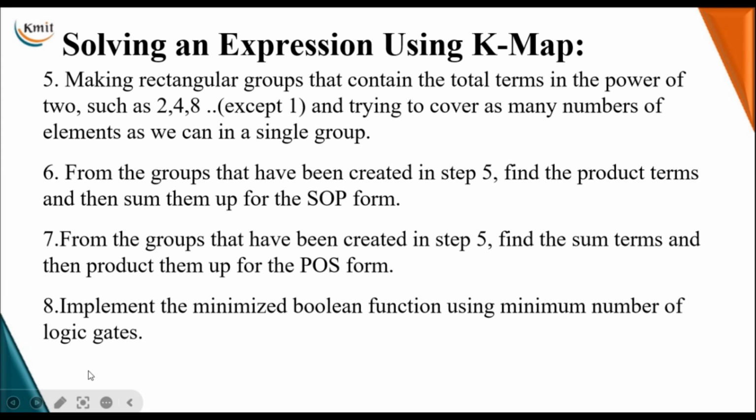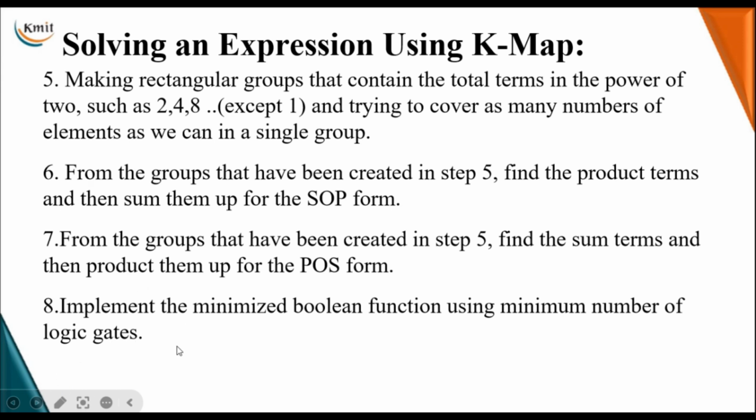In trying to cover as many elements as possible into a single group, each group gives you a minimal expression. After forming your groups, we repeat this procedure to find the product terms, until all the minterms or maxterms are covered. From each group we obtain a product term, and we sum all the product terms to form the simplified SOP form.